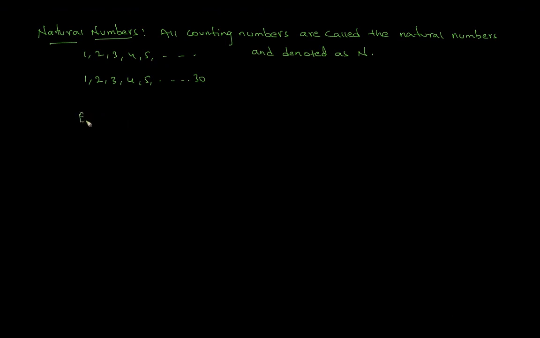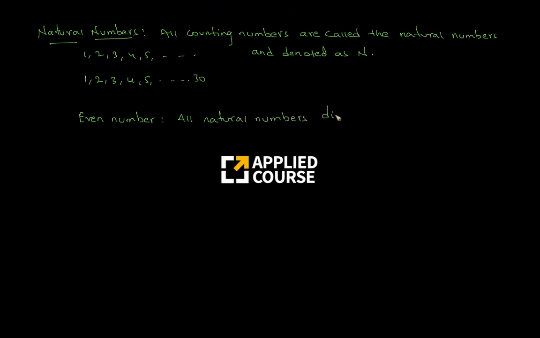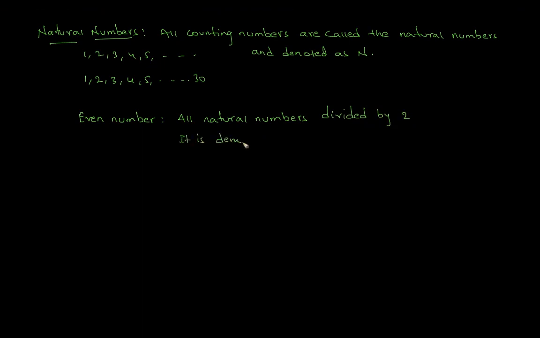First one, even number. All natural numbers divisible by 2 are called even numbers, right? It is denoted as 2n. Example: 0, 2, 4, 6, 8, 10, and so on, right? 0 is also an even number.